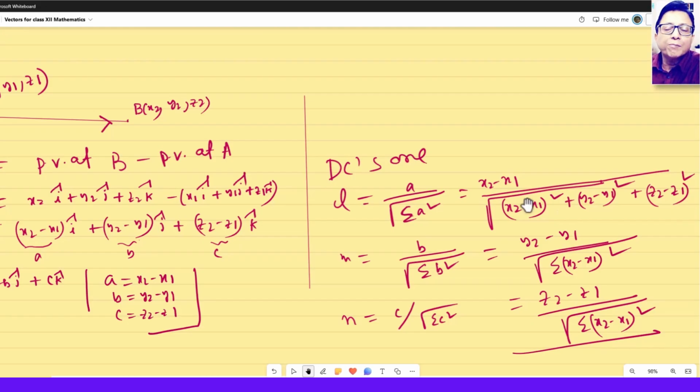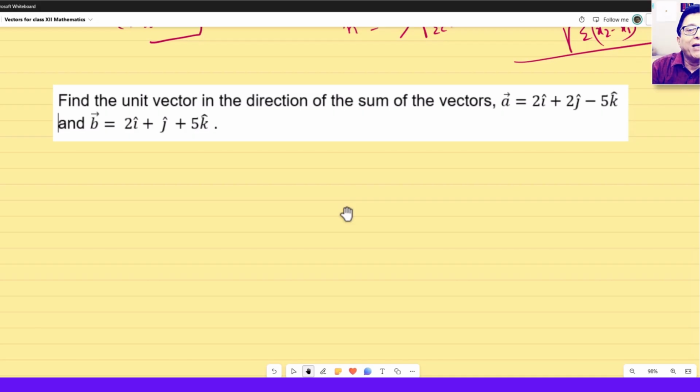So these are just basic concepts of vector up to section formula, direction ratio, direction cosines. Whatever you have done belongs to the basic concept of vectors in 3D in class 12 mathematics. Now this is the time to find some easy application of the concept. Let us find the unit vector in the direction of the sum of two vectors.